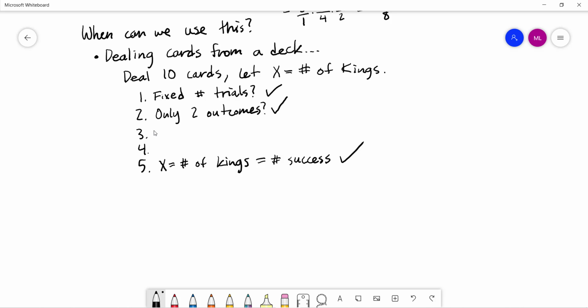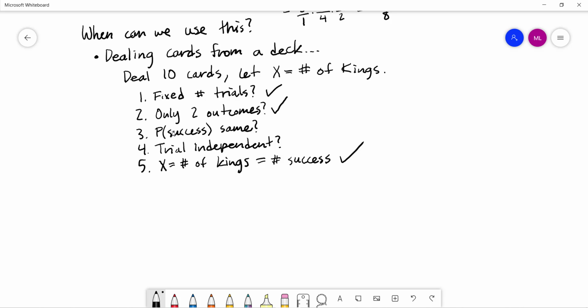So criteria 3, is the probability of a success always the same? And similarly, are the trials independent? Because we've seen that these 2 ideas are often related. Well, in this case, the way that we typically deal cards is we pull them from a deck and we pull all 10 cards out. We don't pull 1 card out, check and see what it is, and then shuffle it back into the deck. So with this in mind, when I pull the first card out, what is the probability of a success?